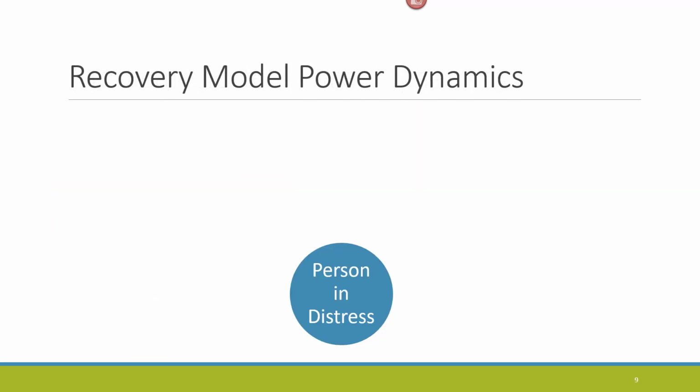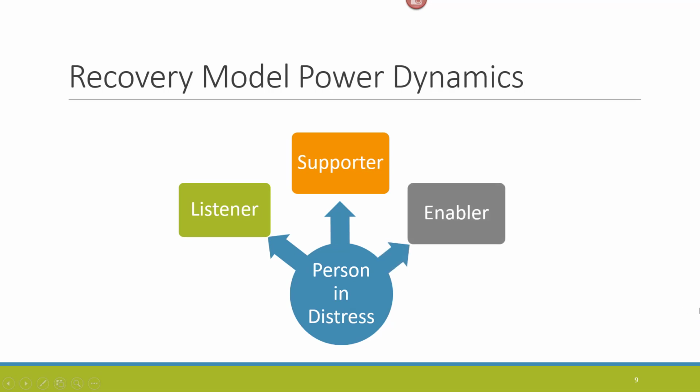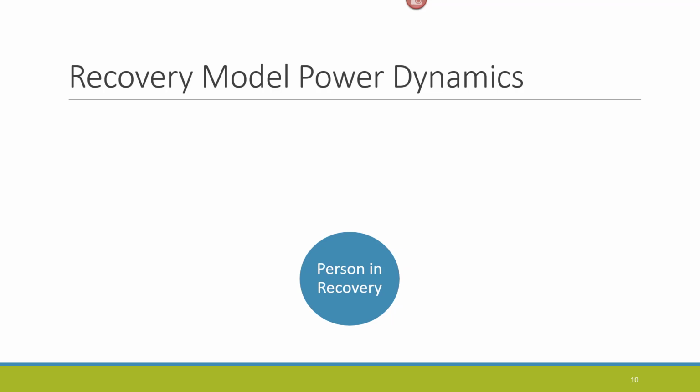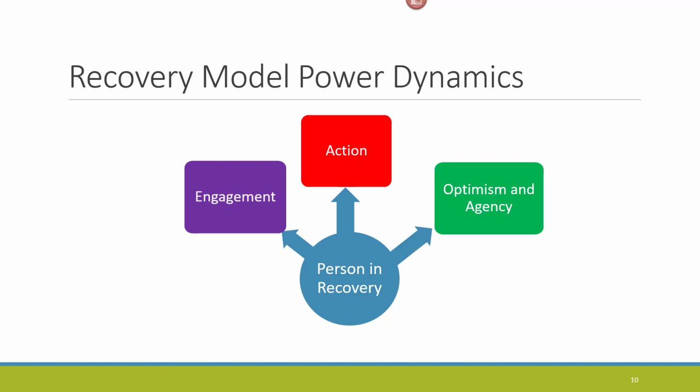In the recovery model, staff people are seen as listeners, supporters, and enablers of the person in distress. They treat people as experts in their lived experiences and equals in the treatment process. Staff may also conduct some assessment, but the goal for recovery practitioners is to assist the people in distress to recover their sense of agency and self-determination, not just to diagnose them. People in recovery are assisted to engage in their world, take positive action, and regain optimism and agency.